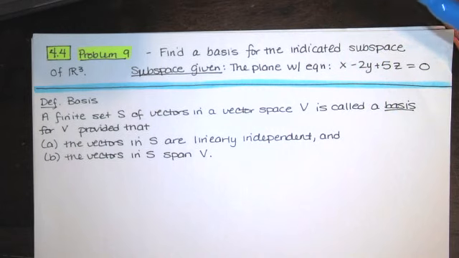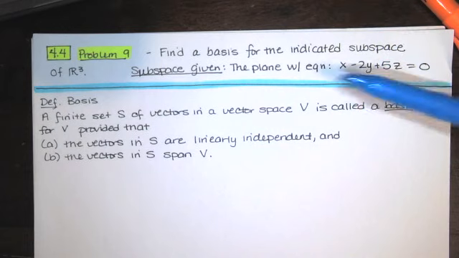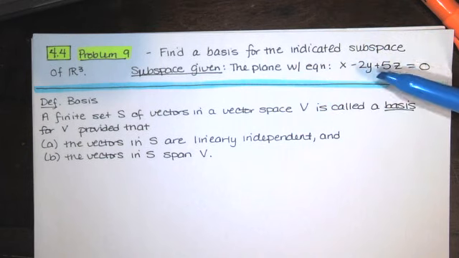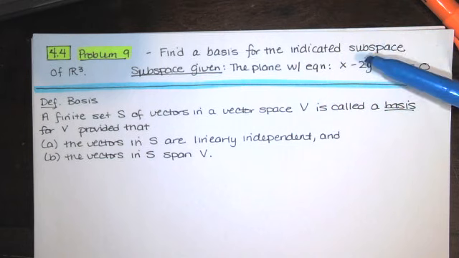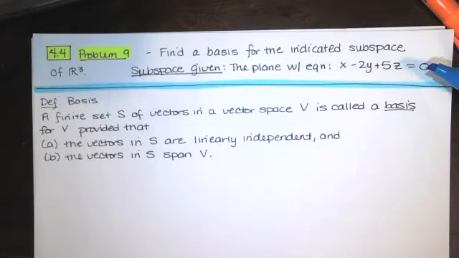The problem statement says, let's find a basis for the indicated subspace of R3, and the subspace that's given to us is the plane with this equation. One thing that I want you to notice is that when x, y, and z are all equal to 0, we get 0. So this is a plane that passes through the origin.